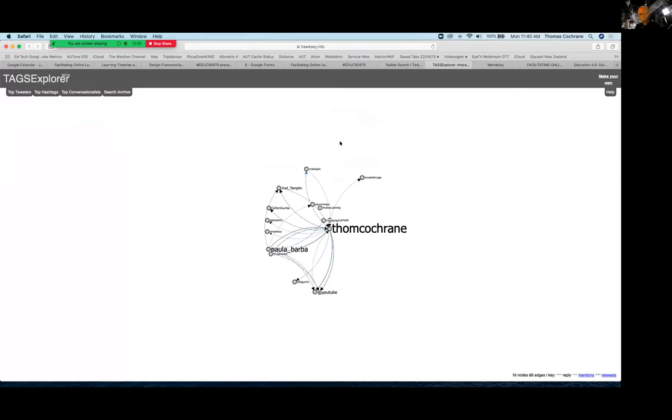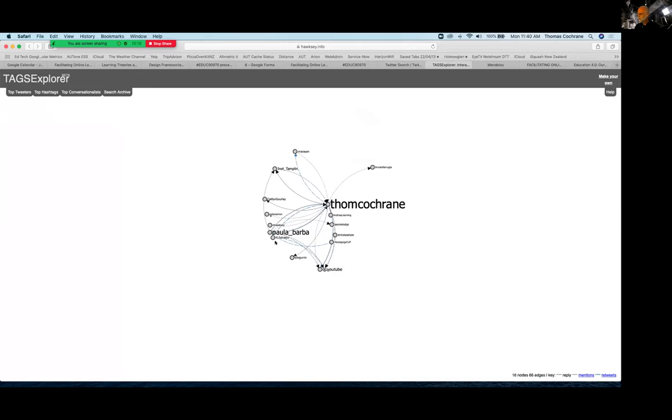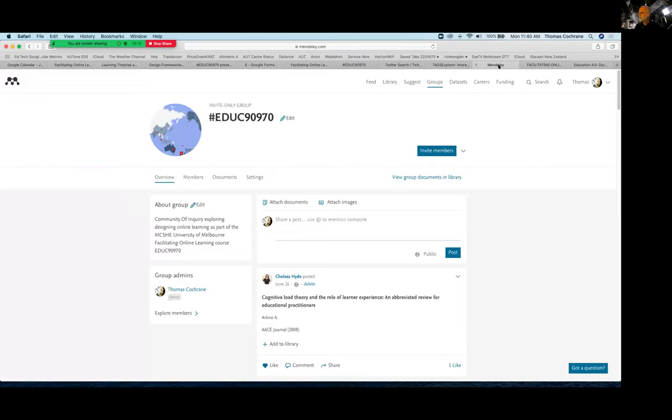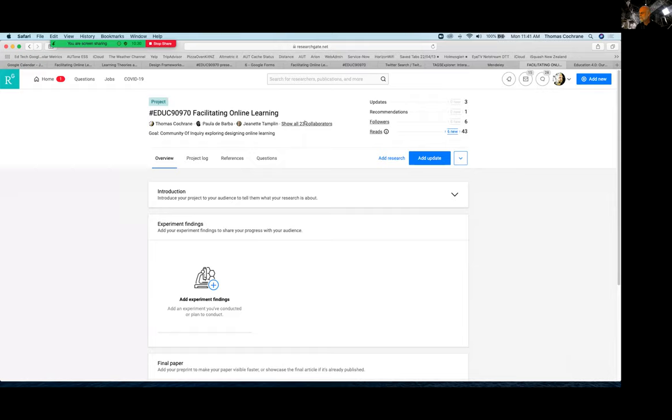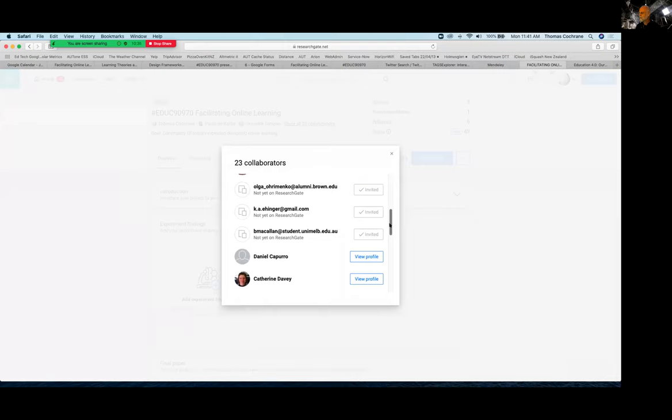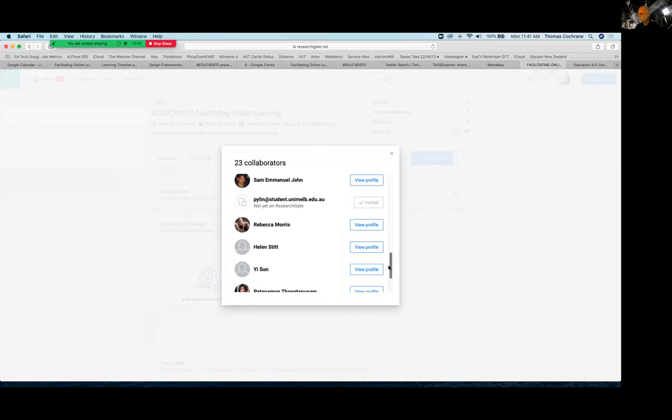This is our Tags Explorer starting to take shape. Paula is still leading the pack here. And then we have our Mendeley shared library. I encourage you, if you come across some useful resources or literature, to share that in the shared Mendeley library. If you haven't accepted the invite to the ResearchGate group, most people have, but it might be you just don't have a profile yet, or are using a different email address. If you sign up for ResearchGate, please email me the preferred address.